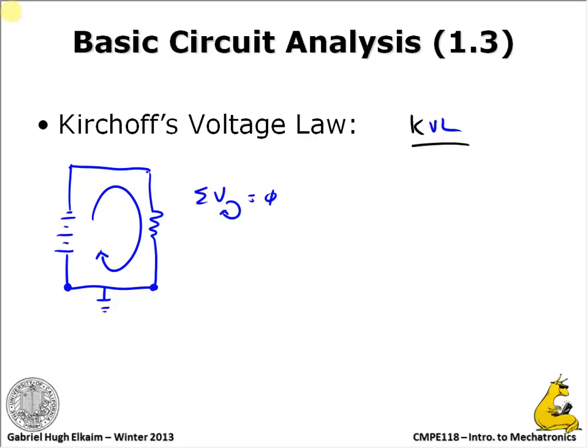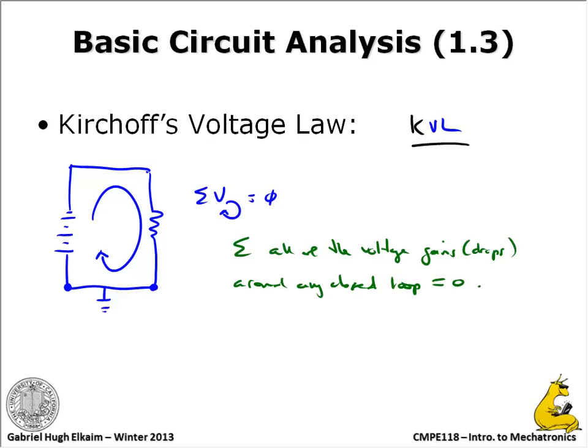So again, the sum of all of the voltage gains or drops around any closed loop is zero. Basically we have that V minus IR has got to be zero. Here I've got V up here because I'm putting in my voltage with the battery, and I have an IR voltage drop across this one, and I get back V equals IR. It's a bit of a tautology, because I use V equals IR to tell me what the voltage drop was.